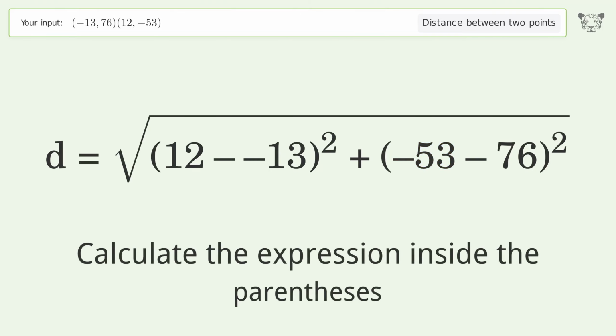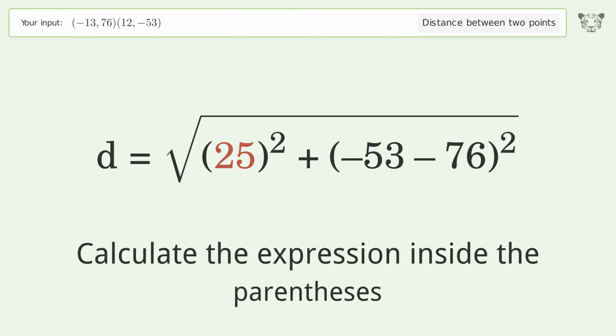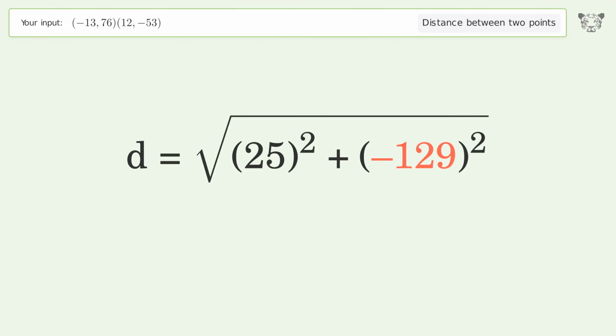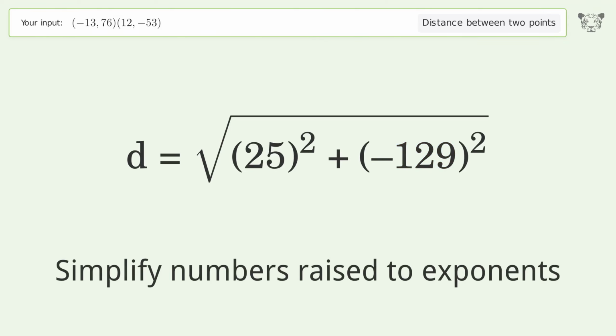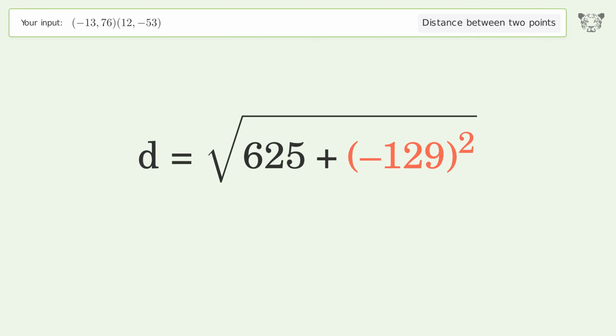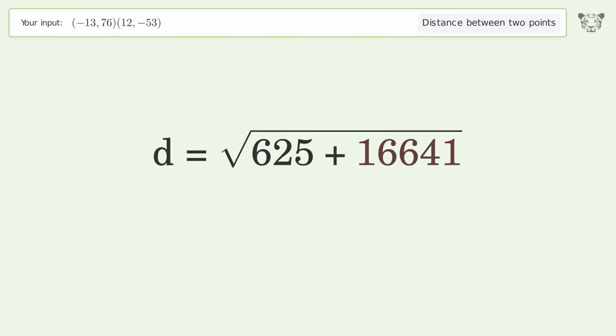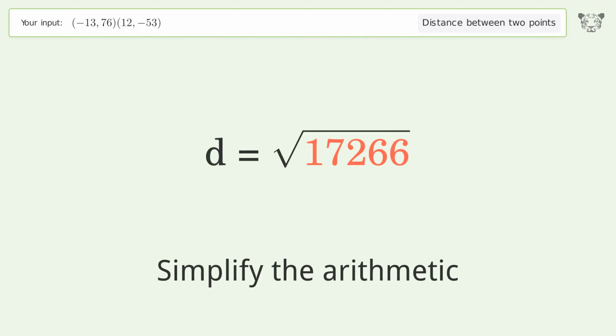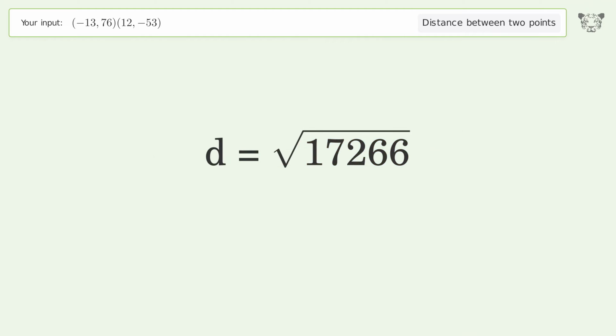Calculate the expression inside the parentheses. Simplify numbers raised to exponents. Simplify the arithmetic. And so the distance between the 2 points is the square root of 17,266, or 131.4.